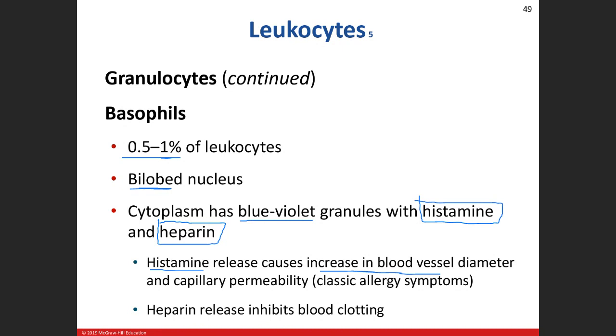Well, if you release too much histamine, it's called a histamine storm, and it can increase pain levels, but that's a different story. All right, so we have histamine release, increases blood vessel diameter and capillary permeability, meaning it makes it leaky. Leaky capillaries are good in this type of scenario when you need to get white blood cells from the circulation into the tissue. And then of course heparin, we know that's a blood thinner.